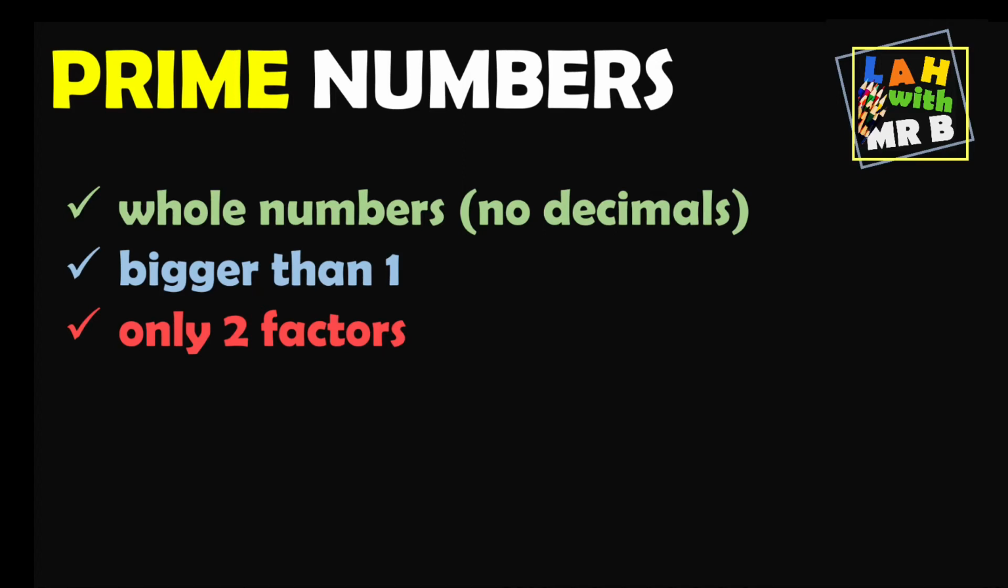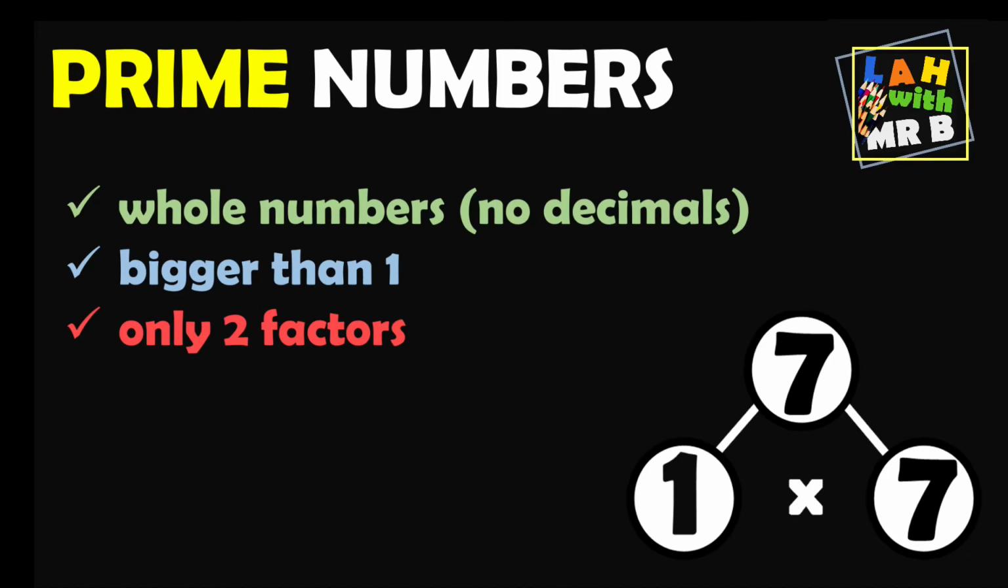So let's have a look at an example. Here we've got the number 7. 7 is a prime number because it's a whole number, it's bigger than 1, and the only factors that we can use to make 7 when multiplying are 1 times 7 or 7 times 1. We can't use any other numbers.